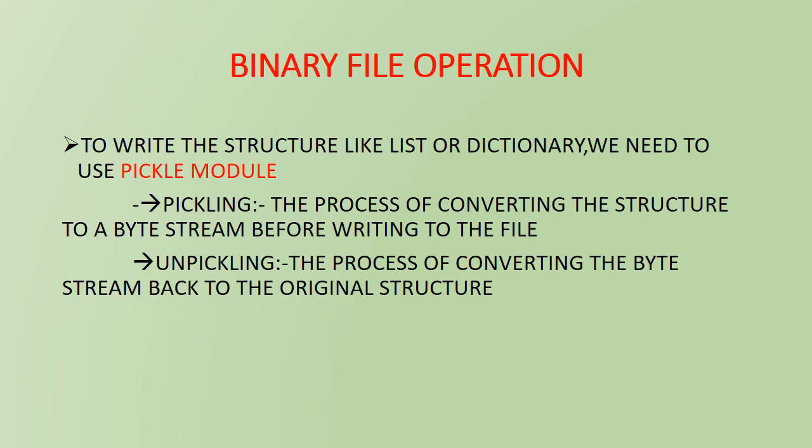Now we already studied how to write the string and also the numeric data, but binary files also have some other methods to deal with the data, using another module, that is the pickle module. To write structures like a dictionary or list, we need to use the pickle module. So we have two things: pickling and unpickling. Pickling means the process of converting the structure to a byte stream before writing to the file. Unpickling is the process of converting the byte stream back to the original structure, either the dictionary or the list.